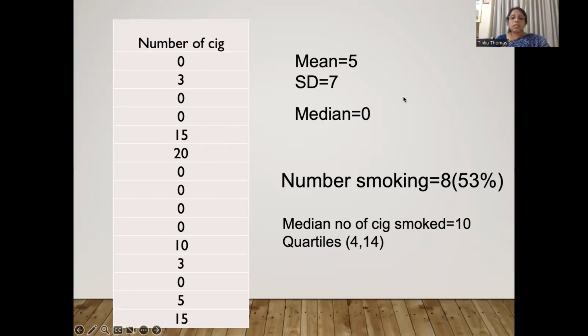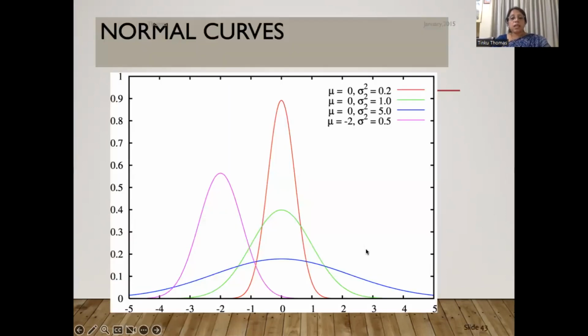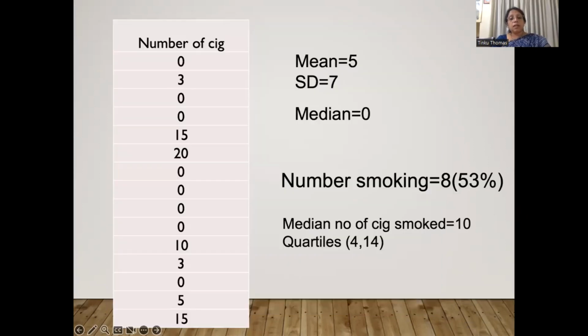In this case, it is 10 cigarettes, and the quartiles are 4 and 14. So the interquartile range is 10. So it is another way of representing the data, a little more informative. Now we'll say, okay, only 53% of the data smoked, and among them the median number of cigarettes smoked is 10, and the quartiles are 4 and 14. So that is a much more informative way. Why I present it here is because many times we see people, without really examining the data, presenting the data like this as a median of 0 without realizing that actually there is a problem. They are not telling the whole story.